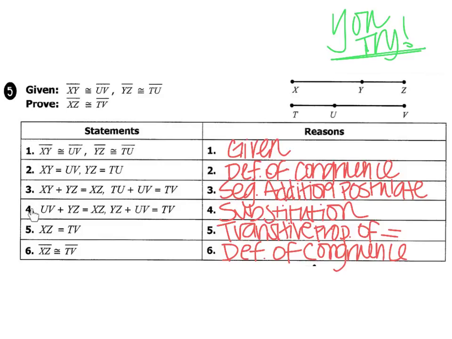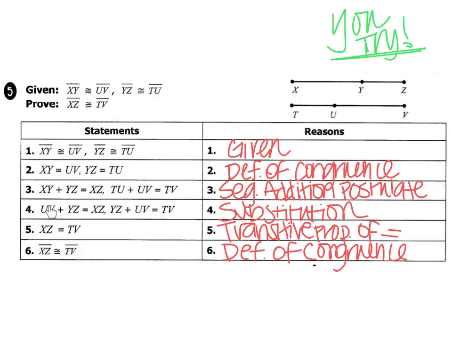Then we want to look at statement number 4, and we see that it's similar to statement number 3 except for a couple things. So what changed from 3 to 4? If we're looking at these first two equations, we see that the only thing that changed from here to here is XY and UV.